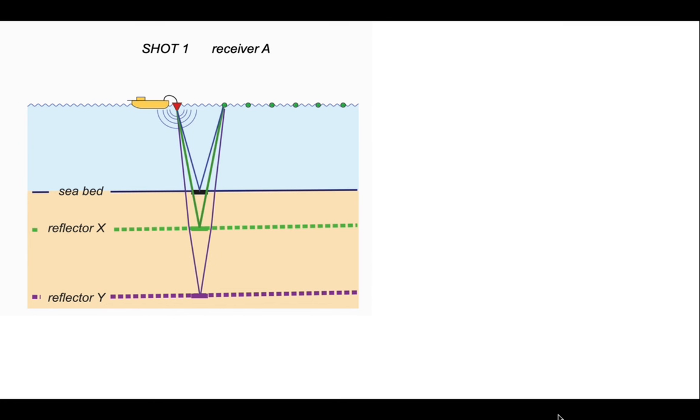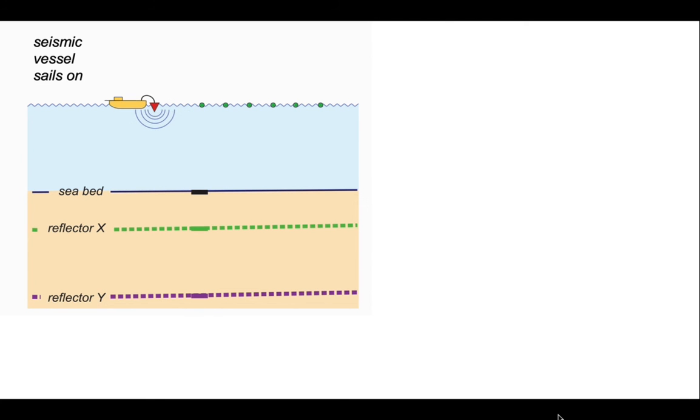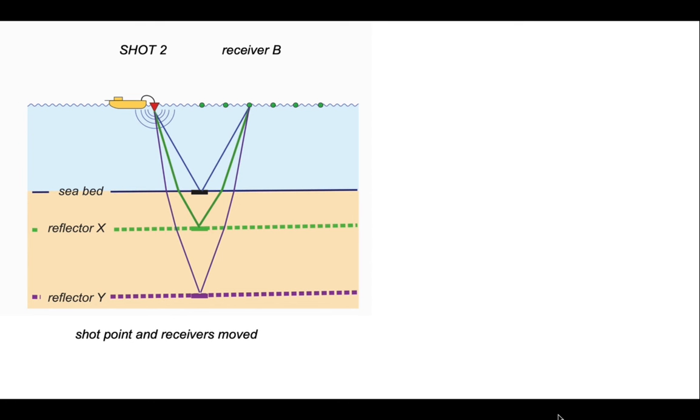And similarly, we have another ray path, and this is the one that goes down to reflector Y, reflects off it and goes back to receiver A. So we've got three different ray paths going off three different reflectors. Now, what happens next is we'll allow our seismic vessel to sail on like this and set off another signal, another blast on its air gun to the same reflectors there. But this time, of course, these signals will not be picked up by the hydrophone at the front of the streamer, but by another hydrophone further back along the streamer, and we'll call this receiver B.